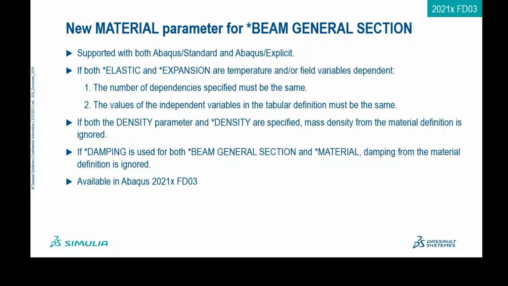If both the density parameter and *DENSITY are specified, the mass density from the material definition is ignored, and the parameter from the section definition will take precedence. And if *DAMPING is used for both *BEAM GENERAL SECTION and *MATERIAL, the damping from the material definition is automatically ignored. This functionality has been available since Abaqus 2021 FD03.